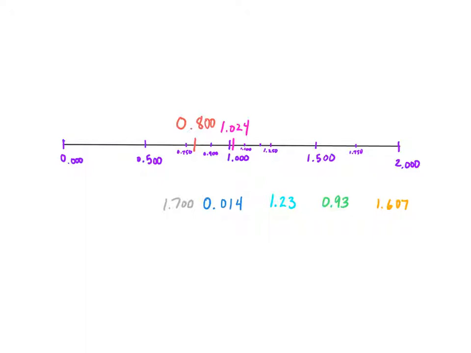But if 1 and 750 is right here, 1 and 700 is probably right about there. So that would make this 1 and 600 thousandths. So I know where 1 and 750 is, right about there. I can move my decimal now to its correct position.